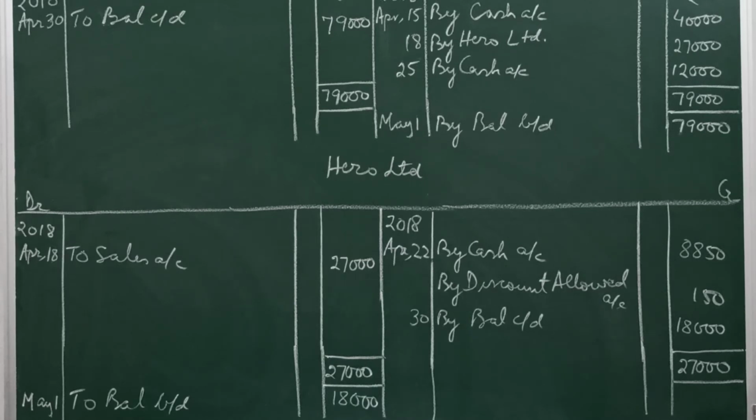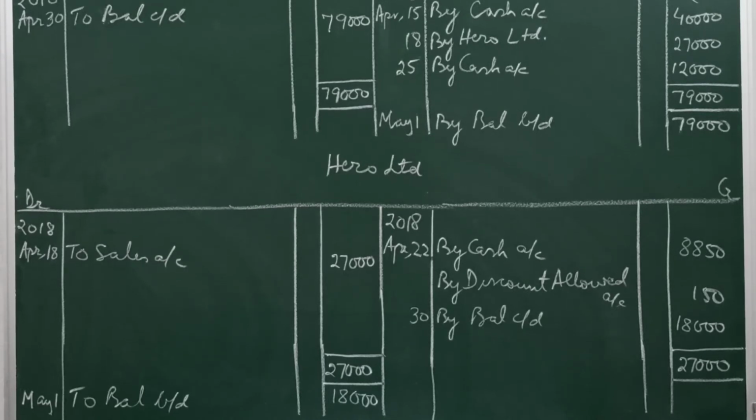On 22nd you have received money from the customer Hero Limited, cash account debit, discount allowed account debit to Hero Limited. Now you received part amount 9,000. In settlement of that, discount was allowed of 150. Now Hero Limited is the giver, so the posting will be on the credit side, but in the debit you don't have one account but you have two accounts, so both will be posted on the credit side date wise. 22nd by cash account 8,850, by discount allowed account 150, which makes 9,000.